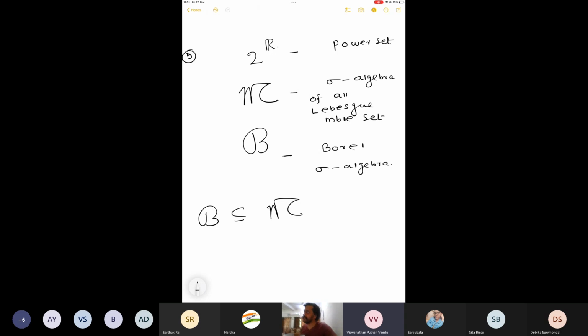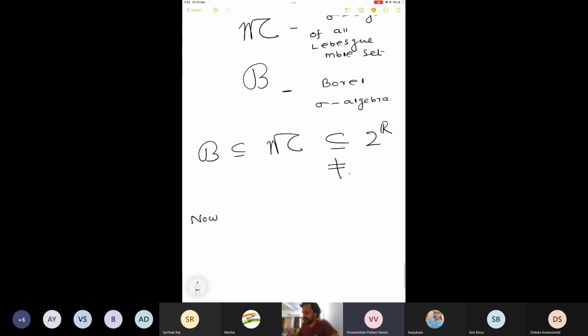And you have seen that there are examples of sets which are non-measurable. So M is contained in 2 power R and M is not equal to 2 power R. So this part we have done. The question is whether B will fill the entire M, whether every measurable set will be a Borel measurable set. That part we have not done, and the purpose of this question is to include that part.